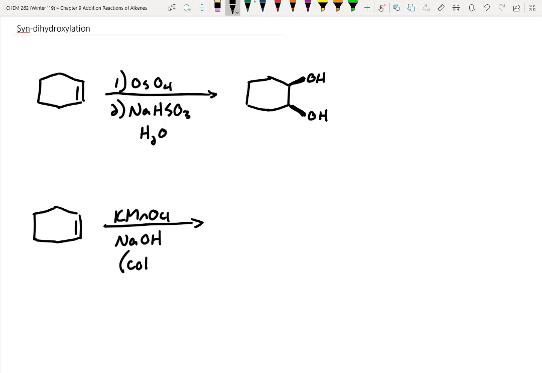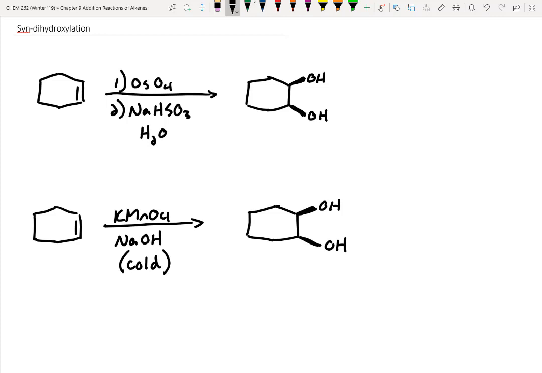And you have to do this reaction cold. Potassium permanganate, KMnO4, is a really, really, really strong oxidizer. If you run this hot enough, it'll actually break apart carbon-carbon double bonds and form two carboxylic acids. So we don't want to do that. We just want to stop at the alcohol. And this will give you the exact same diol.